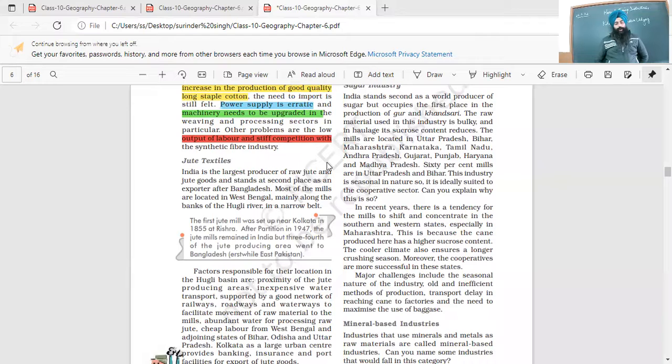It is supportive for transporting raw jute and jute products, raw jute from agricultural fields to the industry, and afterwards from the industry to the ports for export, so the inland waterways support its growth. Third, high population growth in parts of West Bengal, Orissa and Bihar ensures the availability of cheaper labor for the production of jute and its transformation into usable items. Clear? Fourth factor responsible for jute industries in India: inexpensive and skilled labor easily available from the adjoining parts of West Bengal, Odisha, and Bihar.